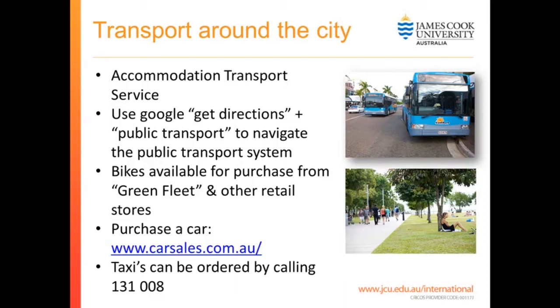Townsville and Cairns are both fairly easy cities to navigate. You can use the Get Directions and public transport functions on Google to navigate your way around the city. Full degree students are eligible for a tertiary transport card, which allows for 50% discount on all travel in Queensland. That's ground travel. Unfortunately, that does not include air travel. You can also purchase a weekly bus pass from the bookshop, which can make your travel a little bit cheaper.